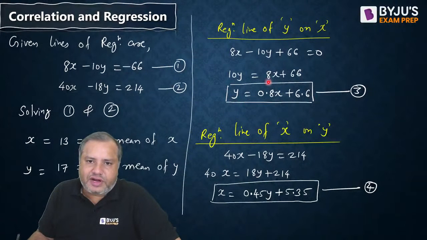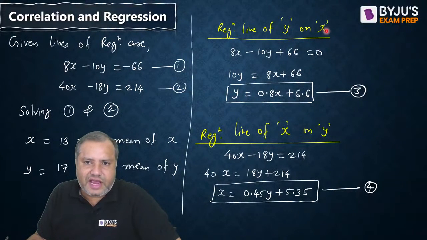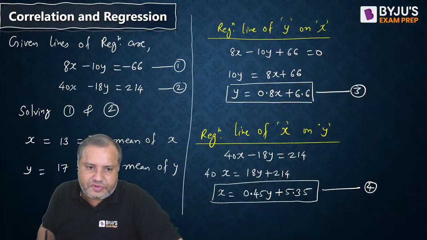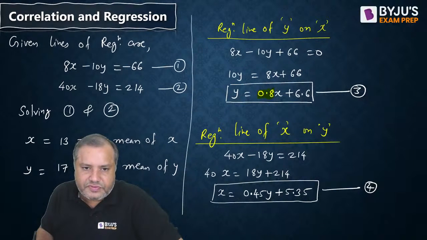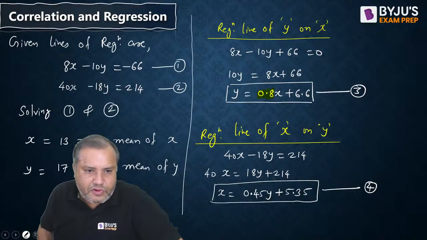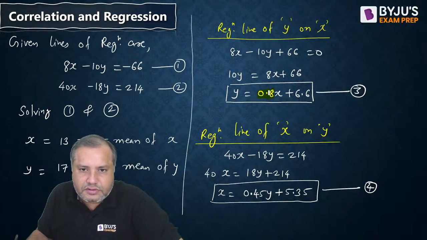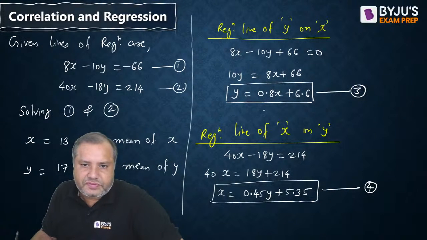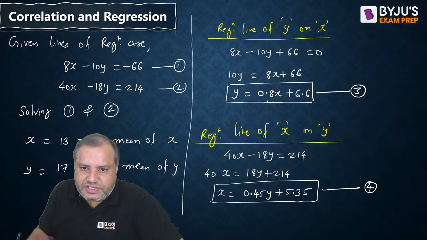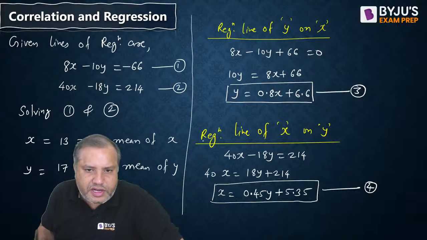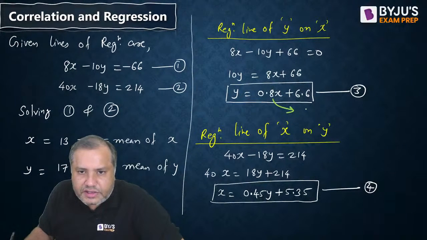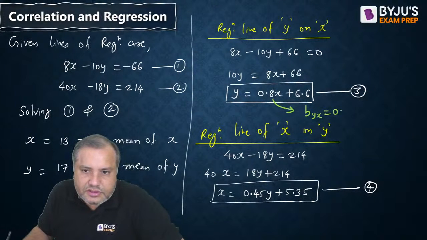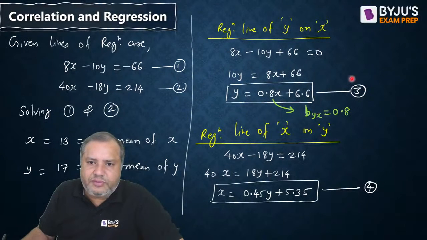Now, after expressing this in this manner, which line is this? The y on x line. So what is the coefficient of x on the right-hand side? It is 0.8. This 0.8 is your byx. In the y on x line, you will get byx.